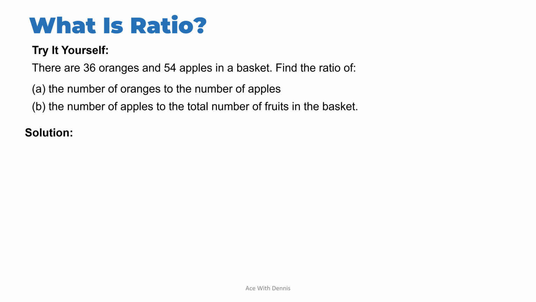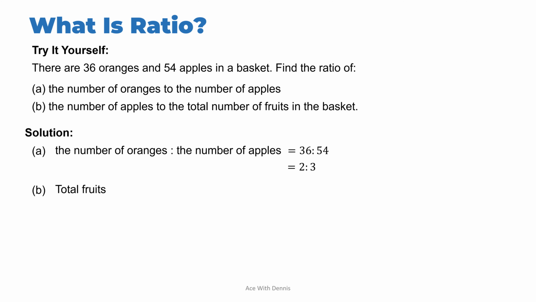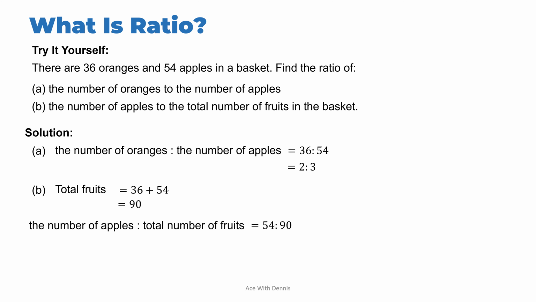Alright, here is the solution. For A, the number of oranges to the number of apples equals 36 to 54, and we can simplify the ratio to become 2 to 3. For B, first we find the total fruits, which is 36 plus 54, and we get 90 fruits. Hence, the number of apples to total number of fruits equals 54 to 90, and we can simplify it to be 3 to 5.